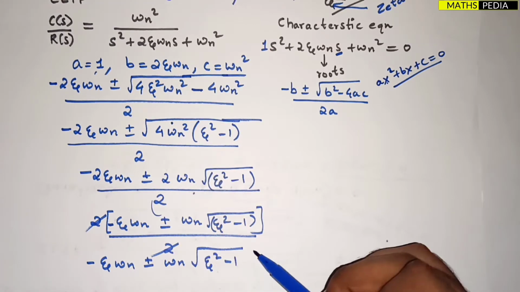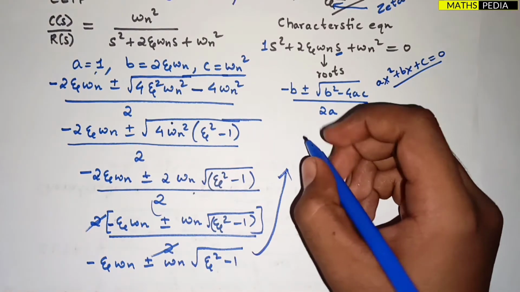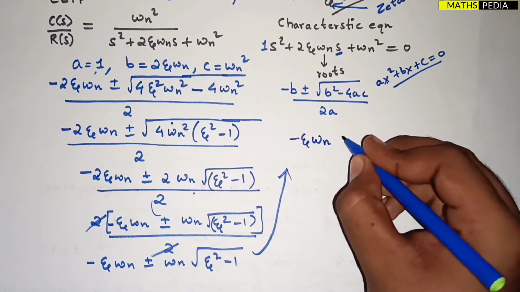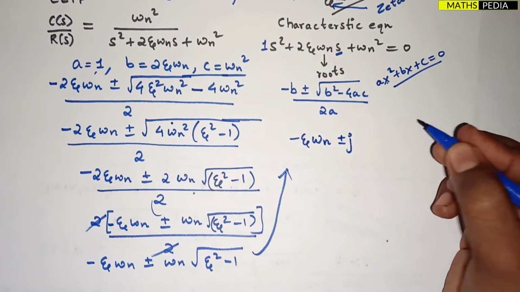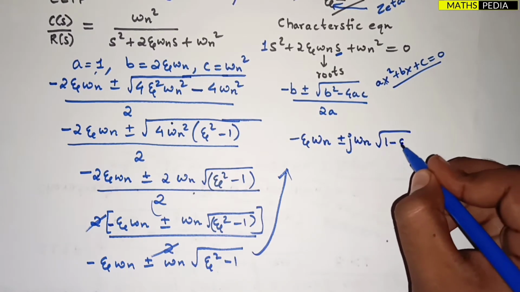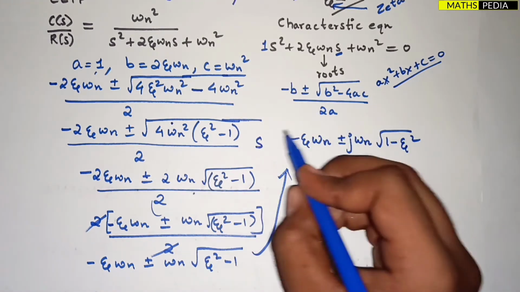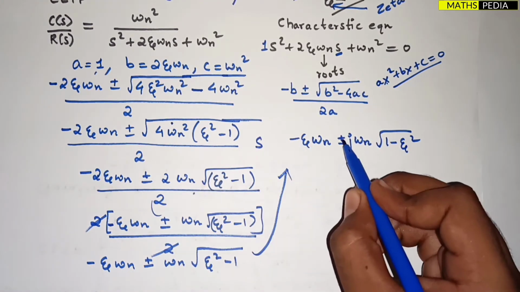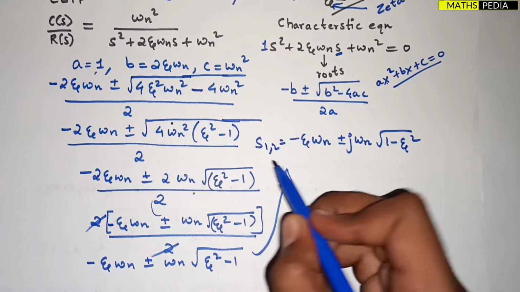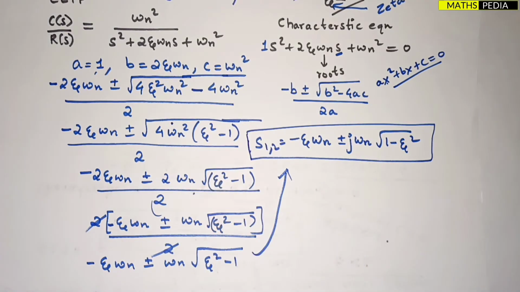For this, what I'll do is interchange the sign and bring 1 minus zeta square. So I have to include j. Carefully observe: minus zeta omega n plus or minus j omega n into the square root of 1 minus zeta square. So these will be the roots. There are two roots: one is plus, another one is minus. So both roots are present here. This is the step in order to find out the roots.